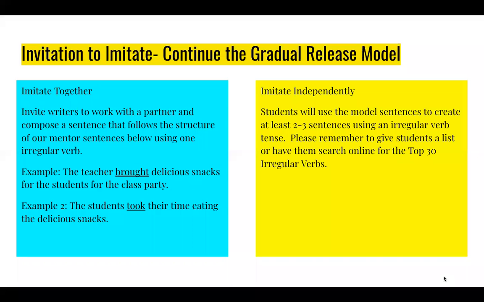Next, we'll continue to imitate together. Invite writers to work with their partners to compose a sentence, just as in the previous slide. And here are some mentor sentences. The teacher brought delicious snacks for the students for the class party. Example 2, the students took their time eating the delicious snacks.